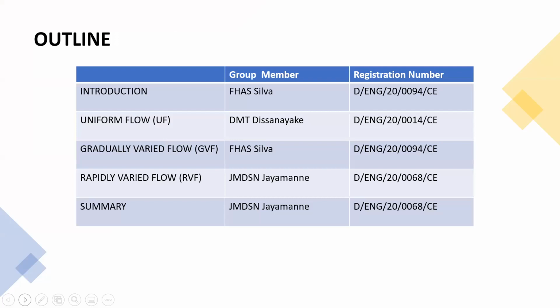In the outline of the presentation, we will first take a look at the classification of open channel flows. Then each of the group members will discuss the flow types identified by them as uniform flow, gradually varied flow, and rapidly varied flow. The presentation will be concluded with the summary at the end.